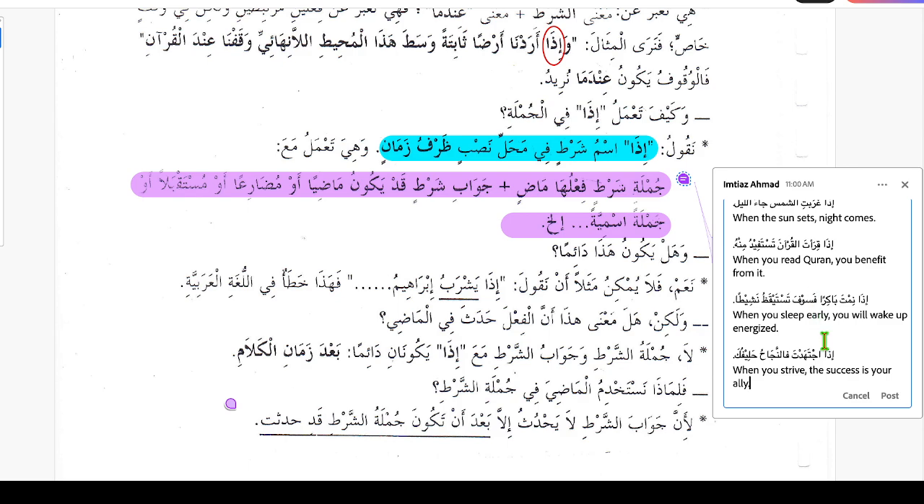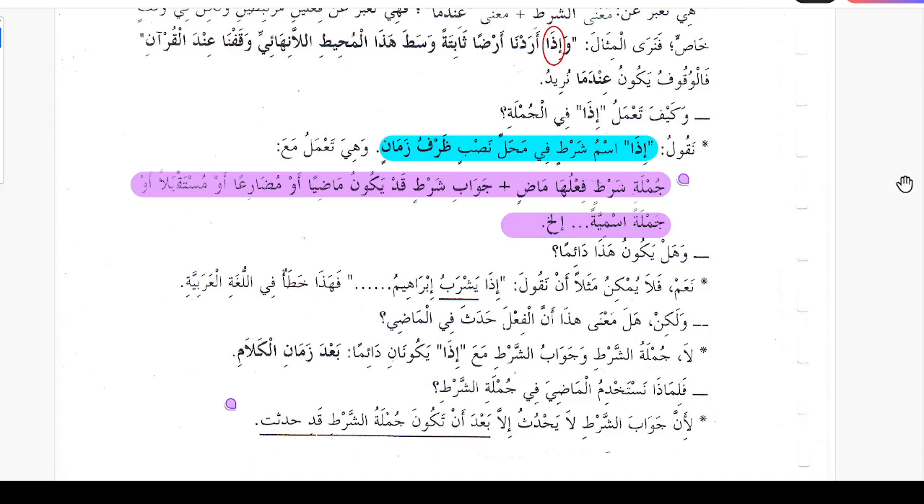And then for jumla ismiya, iza jtahadat fannajahu halifuka. When you strive, fannajahu, the success is your ally. When you work hard, then the success becomes your partner or your ally. So here fannajahu halifuka is jumla ismiya. And again, when the jawabu shart comes with the future tense, sawfa or seen, then fa is used. Similarly, fa is used when the jawabu shart is the jumla ismiya.